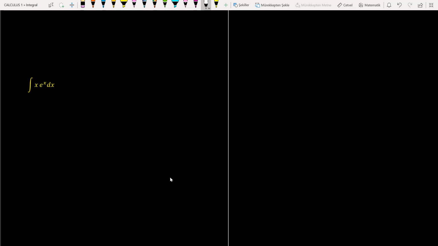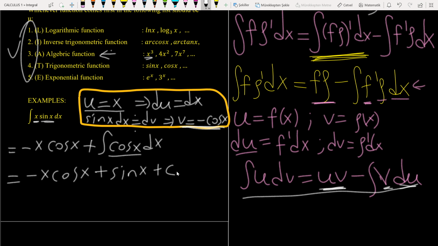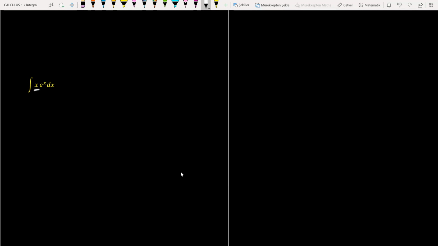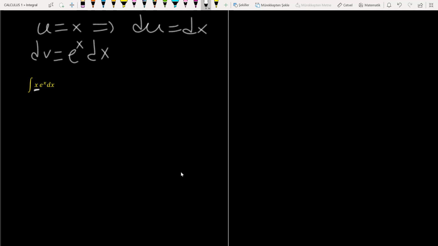In the second example, we again have an algebraic function, which is a polynomial, and an exponential function. Let's look at the list again. Which one comes first? First we have algebraic, then exponential. So u must be x, an algebraic function. In this case, again, du is dx. dv is the rest, e^x dx. So if you integrate both sides, v is equal to e to the power x.